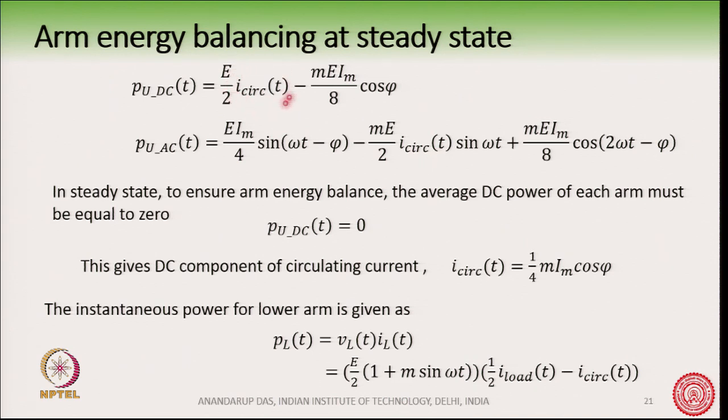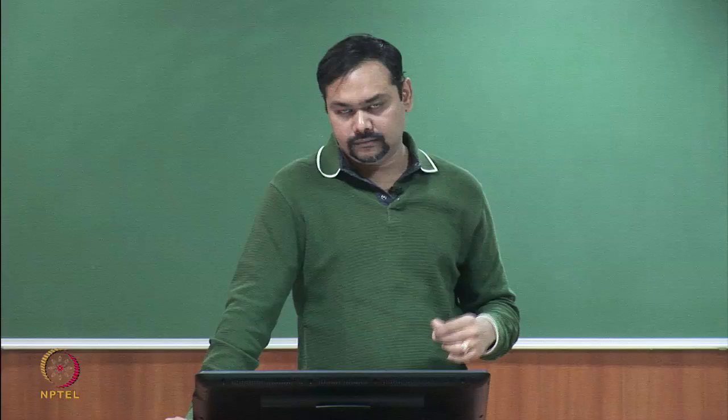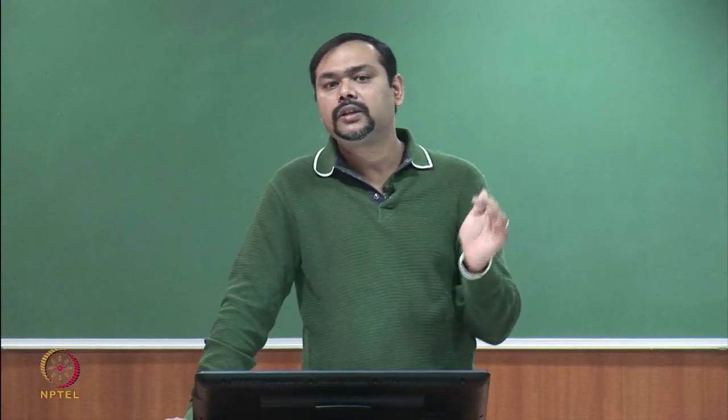So, if this is the DC component of I circulating, we have already said that the net DC should be 0 in steady state to ensure that the arm energy balance is maintained. So, the DC power of each arm must be equal to 0, only then the capacitors will maintain their voltage. If the DC power flowing through the capacitor is not 0, then the capacitor voltage will either fall or rise.